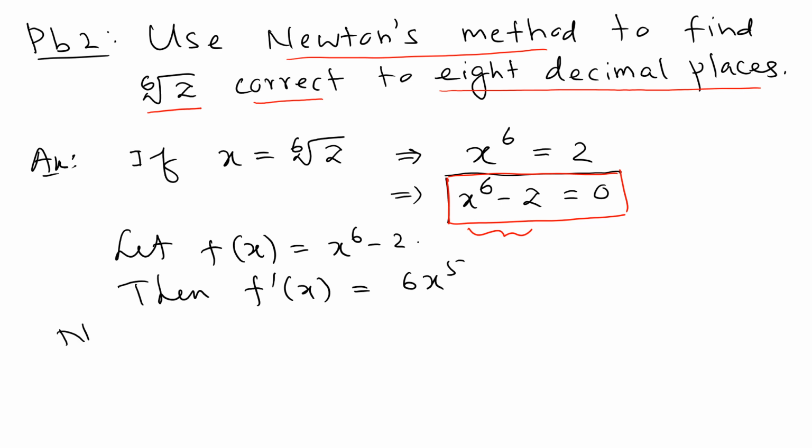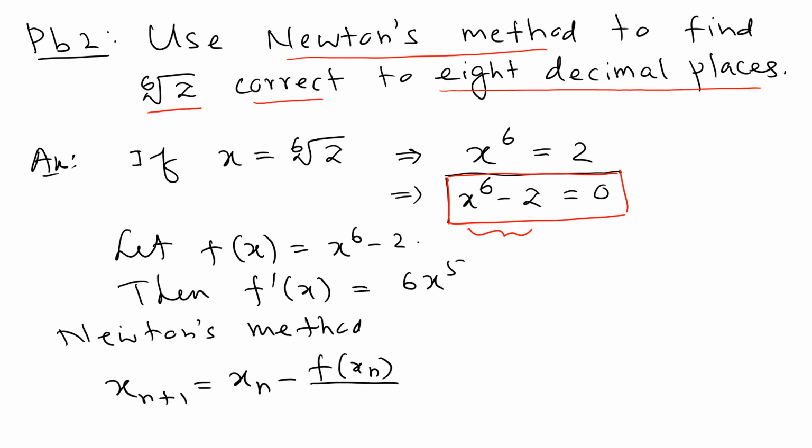Now the Newton's method you can write. It simply becomes x_{n+1} equals x_n minus f(x_n) divided by f prime of x_n. That's the formula, so let's plug it in here. You get x_n minus x_n to the 6th minus 2, that's the top. The bottom is the derivative, which is 6 x_n to the 5th power. So that is the formula.